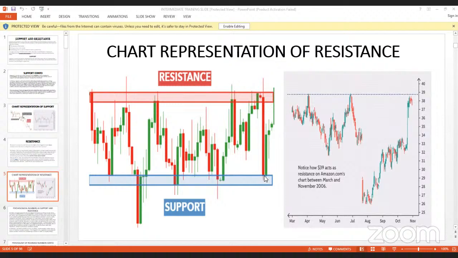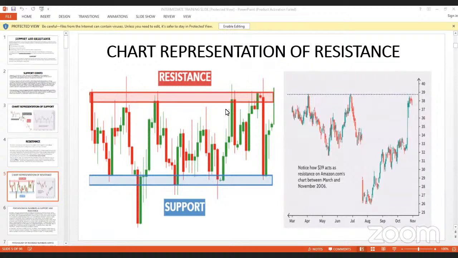Hello, please, the screen is blank. The screen is not blank, I'm seeing it. Now you just stopped sharing. Okay, it's loading now.